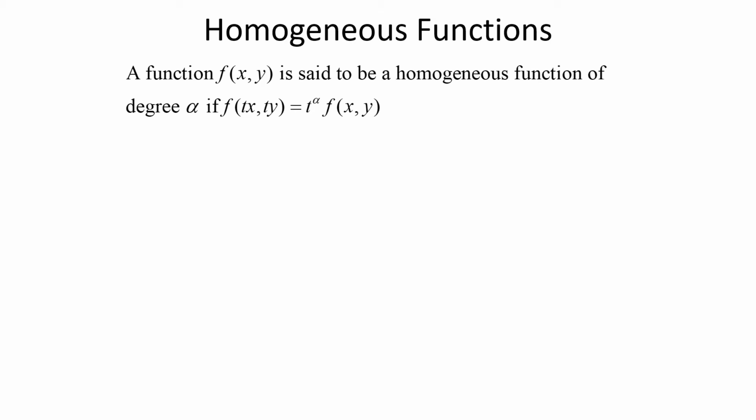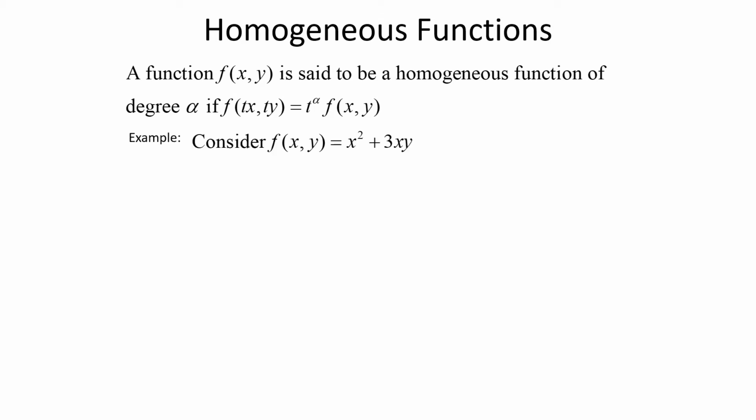So let's start with homogeneous functions. By definition, a function f of x,y is said to be homogeneous of degree alpha if f evaluated at tx, ty can be simplified to be t to the alpha times f of x,y.